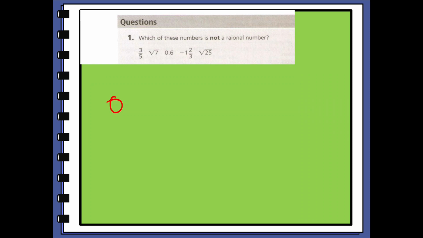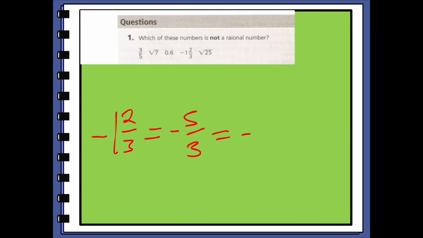For instance, 0.6 simply means 6 over 10. Even 0.6 itself is a rational number because it has terminated. Okay, so fractions and decimals which terminate are called rational numbers. So 0.6 is a rational number, and -1 2 over 3 simply means 3 times 1 is 3 plus 2, that's 5 over 3.